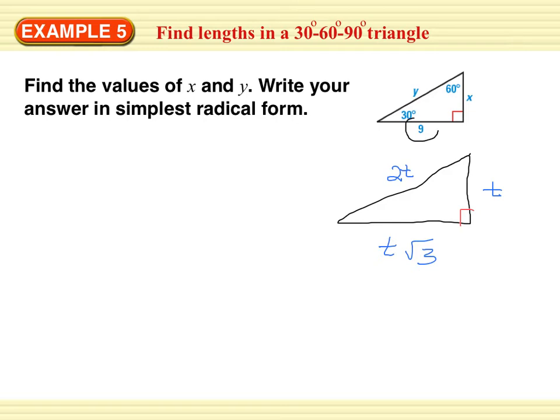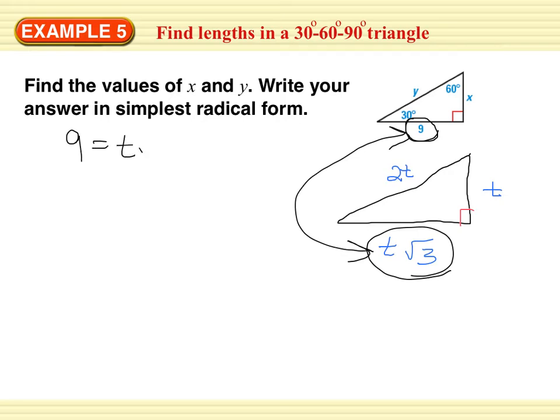Looks like I know my long leg is 9. So I'm going to set that equal to t square roots of 3. 9 equals t square roots of 3. Divide both sides by the square root of 3. And we get t equals 9 divided by the square root of 3.